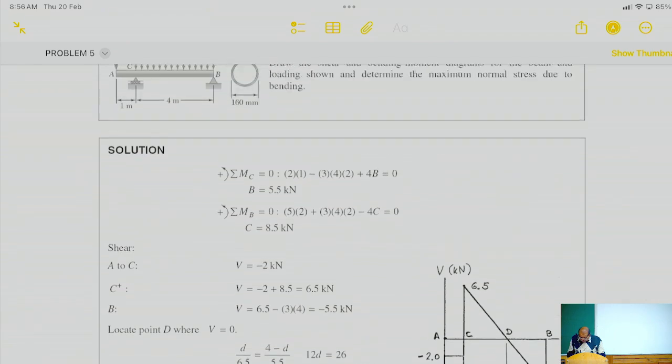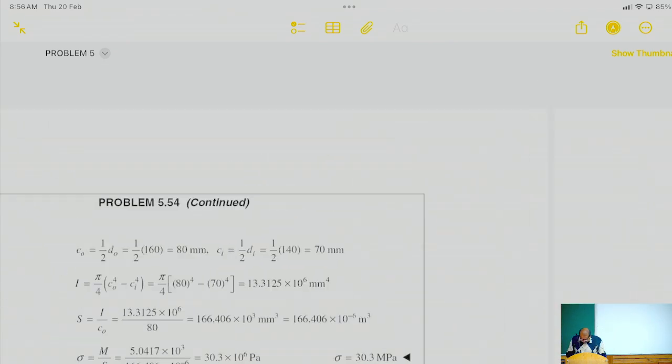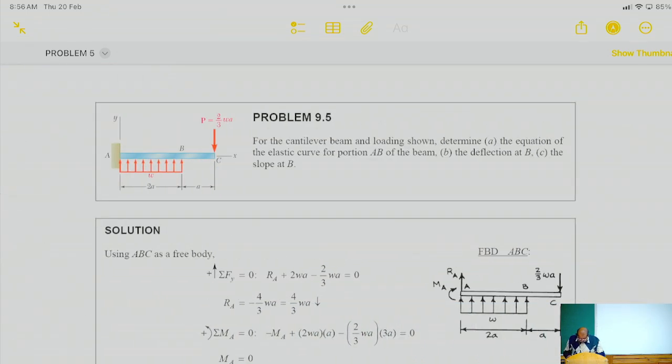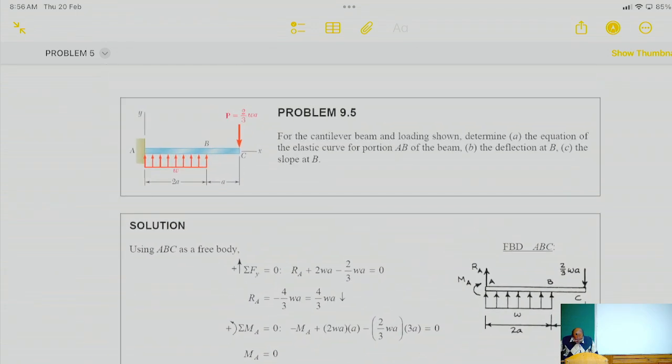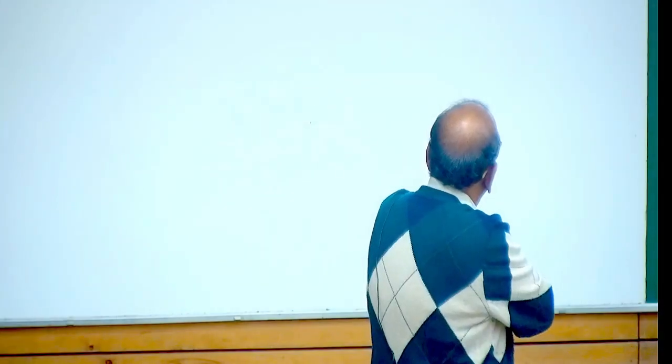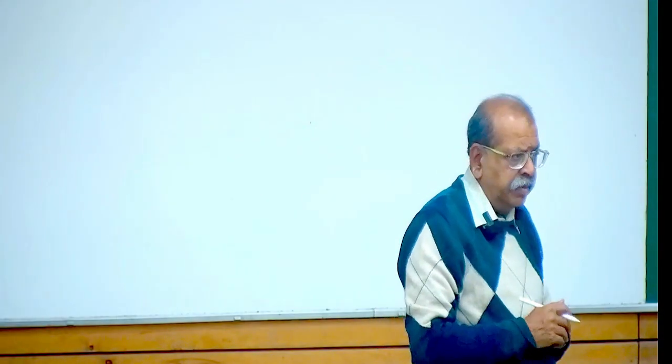Now, let's come to one of the other problems, which is the problem on deflection. In this problem, the problem says for the cantilever beam, determine the equation of elastic curve for the portion AB of the beam, the deflection at B and the slope at B.